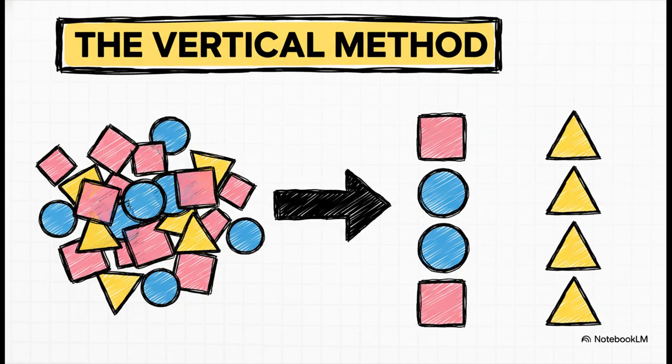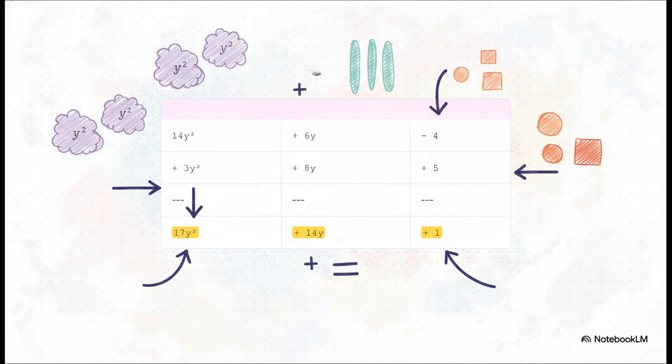You know, the number one key to avoiding simple mistakes in algebra is just keeping your work neat and organized. And for adding and subtracting polynomials, the vertical method is an absolutely fantastic tool for doing just that. So here's how it works. We rewrite the problem, but we stack the polynomials on top of each other, making sure to line up the like terms in perfect columns. See? The y squareds are together, the y's are together, and the plain numbers are together.